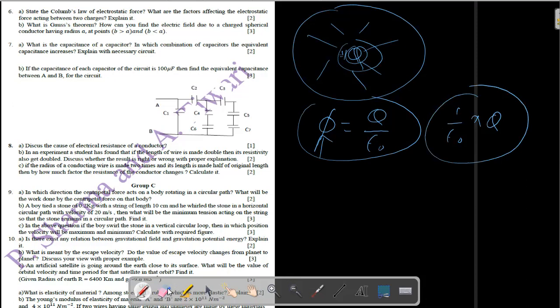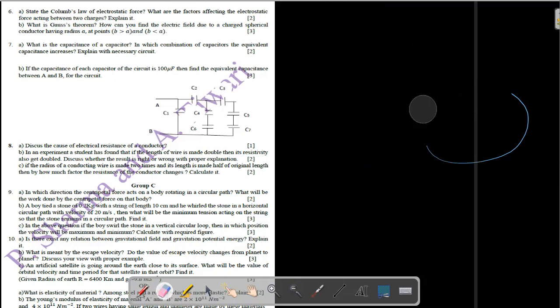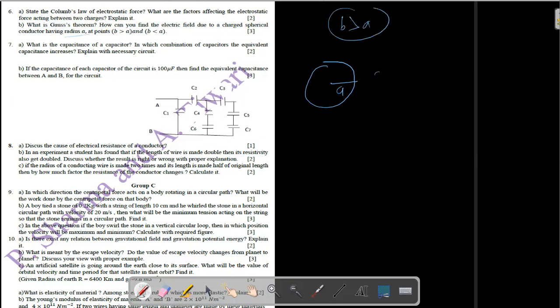Now, in the next part of this question, it is given to find out the electric field due to conductor in two cases. Just it is given here that radius of this sphere is a, and in first case b is greater than a, that means outside. The point where we have to find the electric field is outside this sphere, so you have to draw here an imaginary sphere, then after this is electric field.